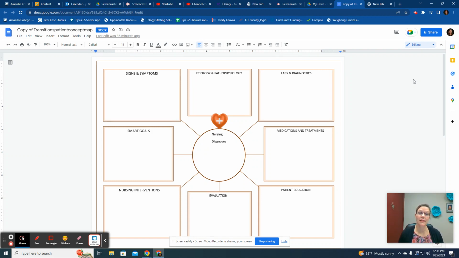I know that with this concept map that I'm doing today, I've got to pick the priority diagnosis for the middle of this concept map. So I look through the COPD nursing diagnoses, and then I'm going to look under heart failure because this patient also has heart failure.